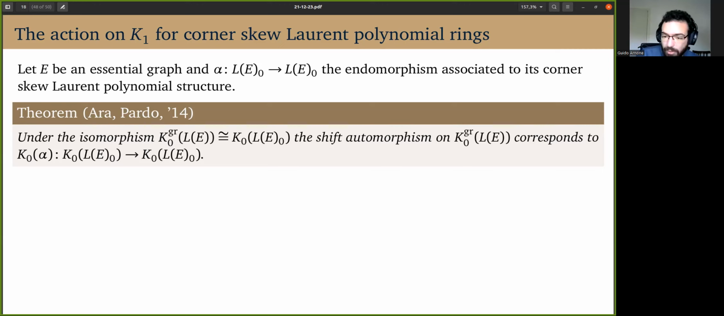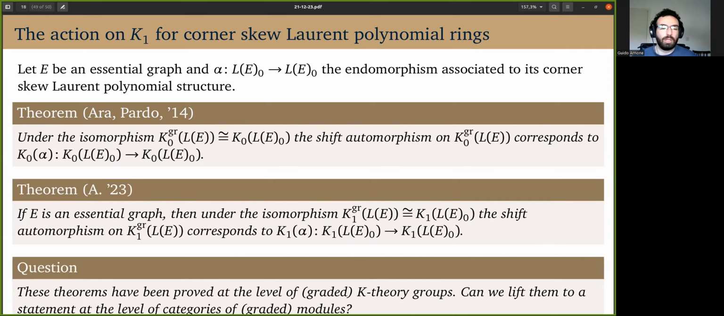In the same sense, if we have an essential graph, then under this isomorphism between graded K1 and ungraded K1 of the degree 0 component, the action corresponds to applying K1 to this corner endomorphism. In particular, when we have a unit in the degree 0 component, we can view it as an element in ungraded K1, and we can apply this. It has an explicit formula in terms of alpha and the corresponding unit.